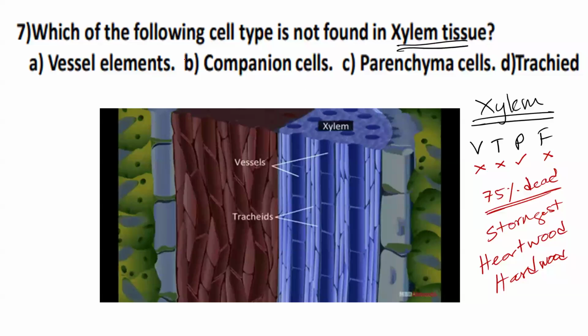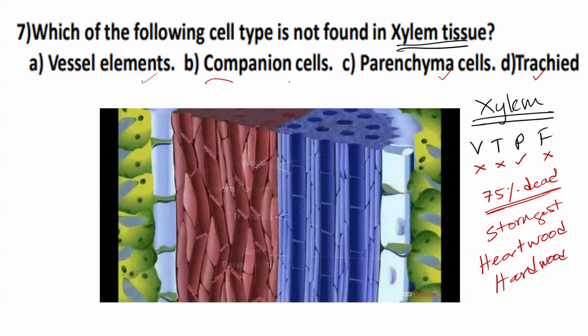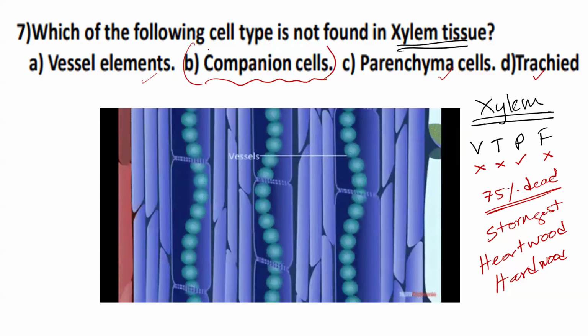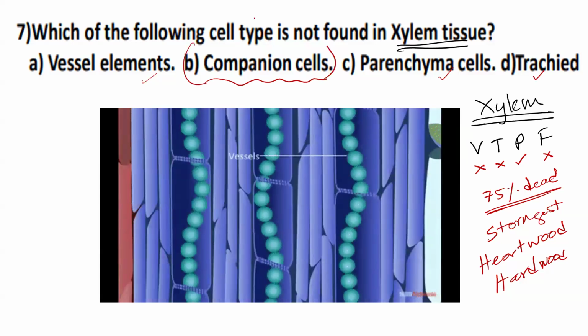Yes, Baranna, which of the following cell types is not found in the xylem tissue? Vessel elements are there, parenchyma cells are there, tracheids are there, companion cells. Where do we get companion cells? It's present in phloem tissue.